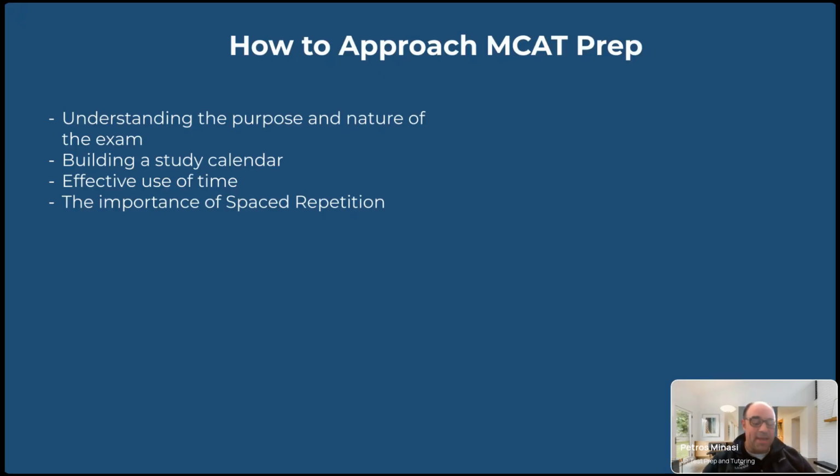So building up a study calendar, being able to, in fact, stick to it, and more importantly, adapt it along the way, right? You will discover things about yourself as you're studying this exam and realize, okay, I do need to put more emphasis over here. I need to put less emphasis over here. And so doing all those things is going to definitely be a big part of you being successful on this exam and moving forward.